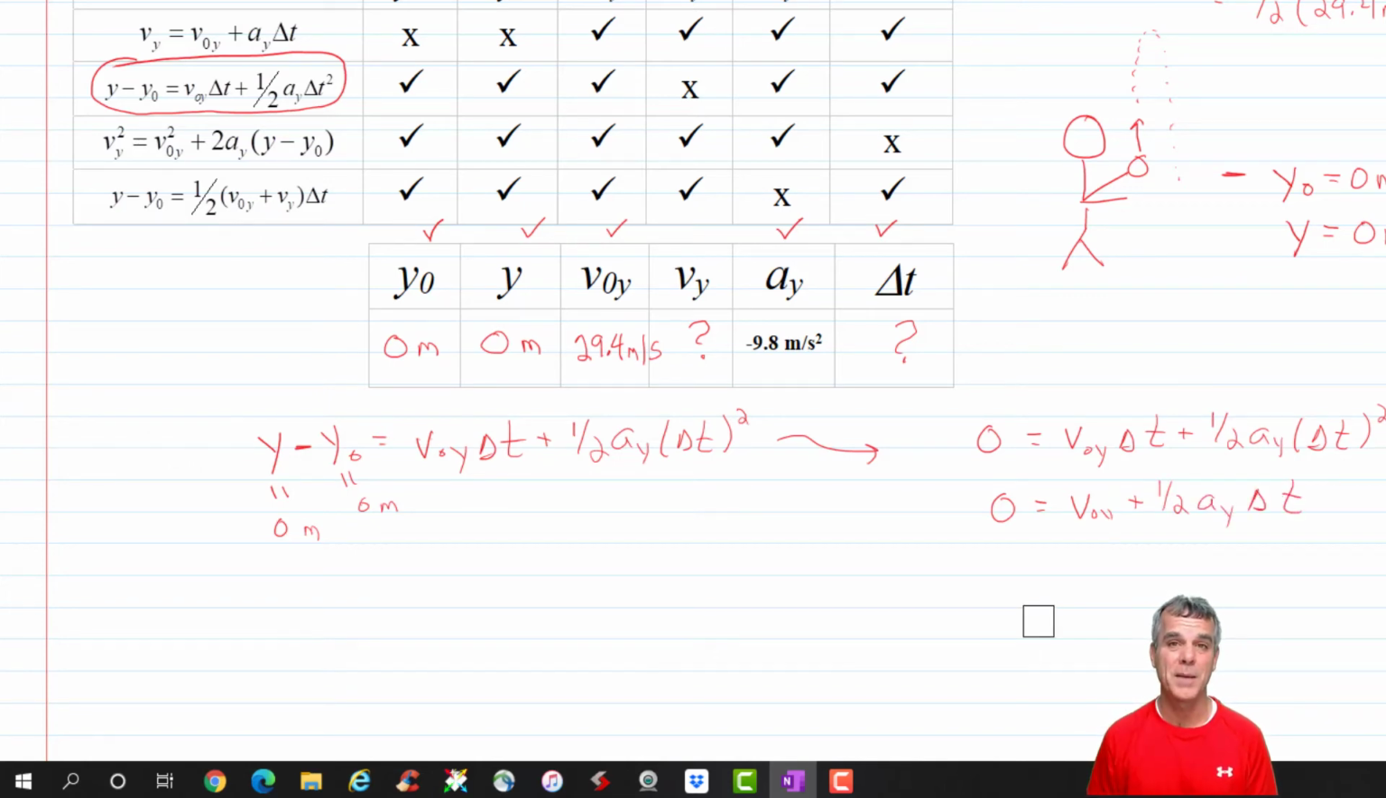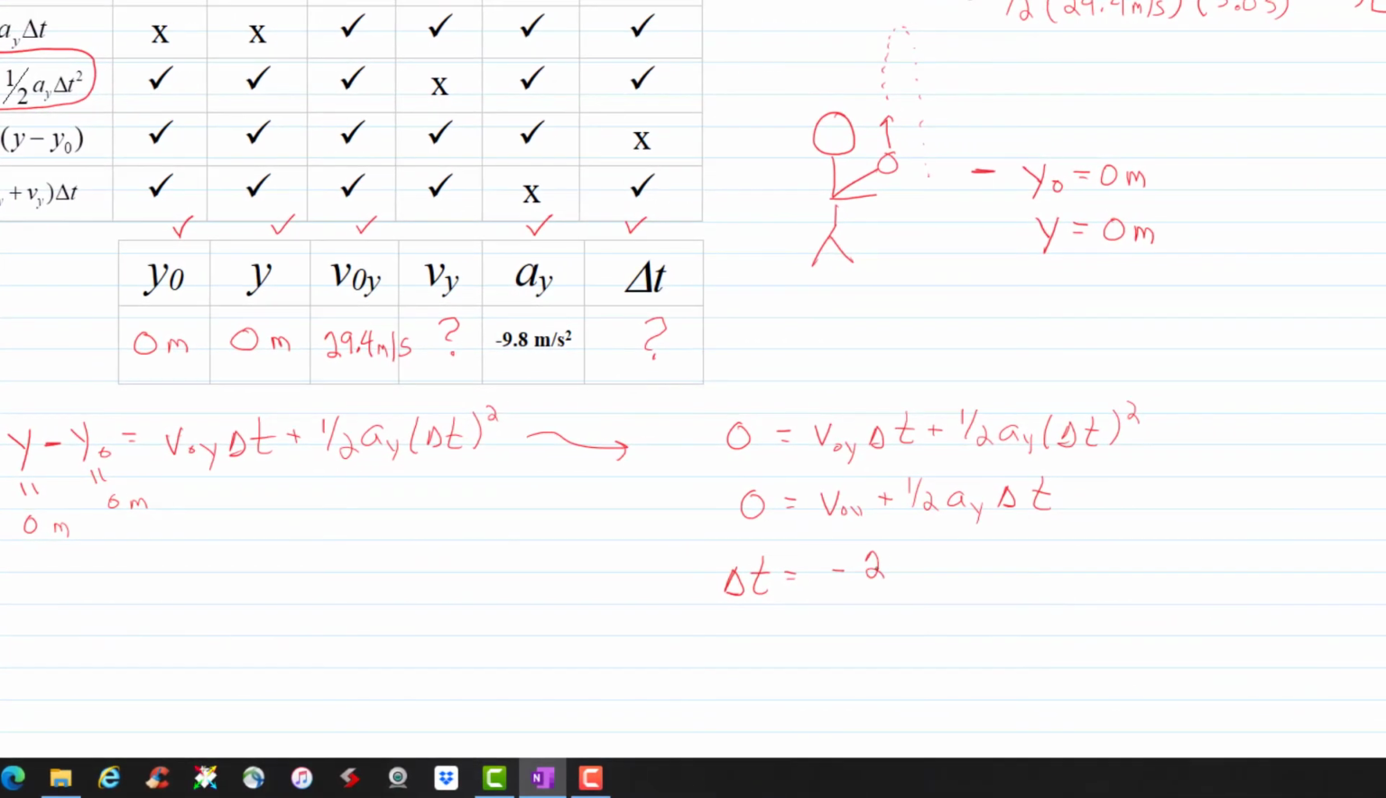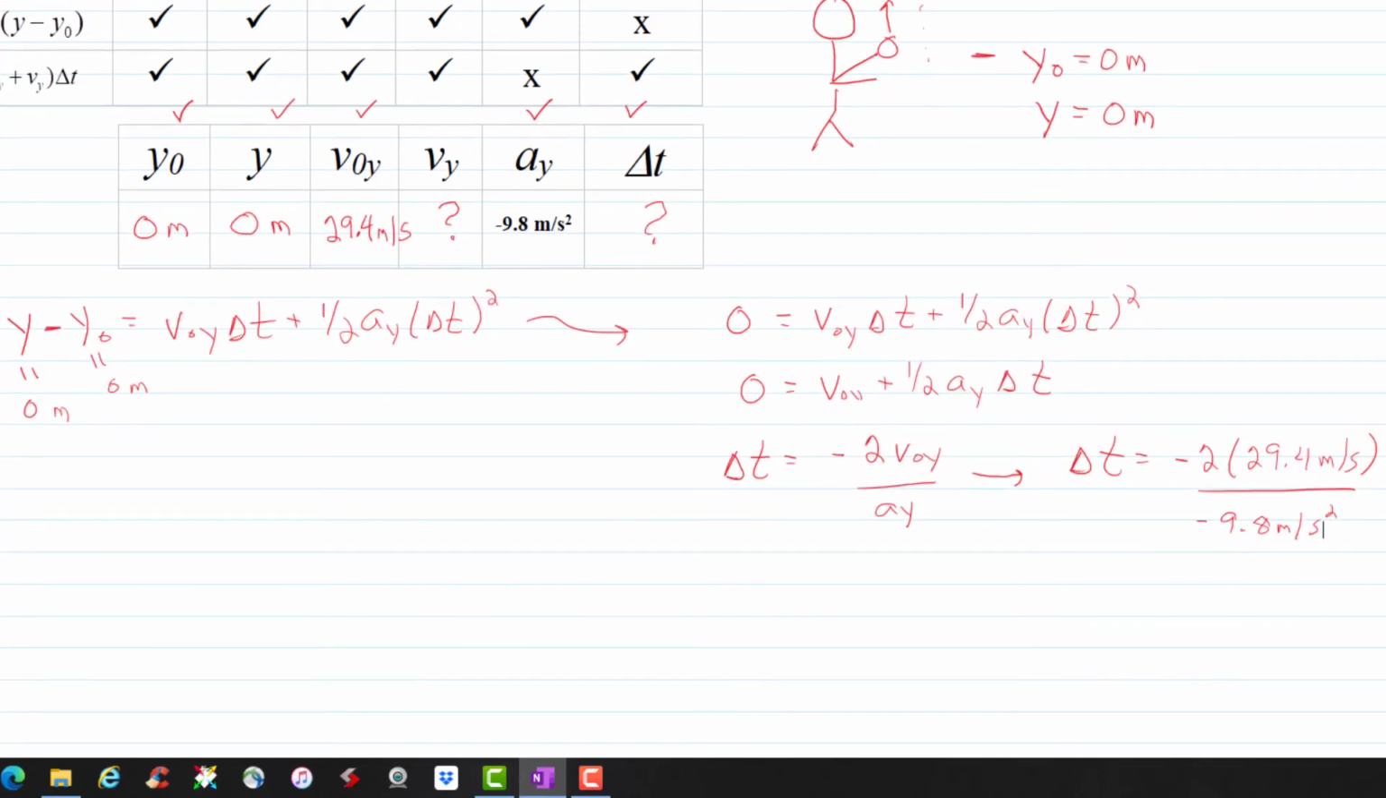And if I solve for my elapsed time delta T, what I get is delta T equals negative 2 times V naught Y divided by AY. And then if I put in my known values, what I get is delta T equals negative 2 times 29.4 meters per second divided by a negative 9.8 meters per second squared. What I get is my elapsed time from the moment I threw it to the moment I caught it at the same height ends up being equal to 6.0 seconds.